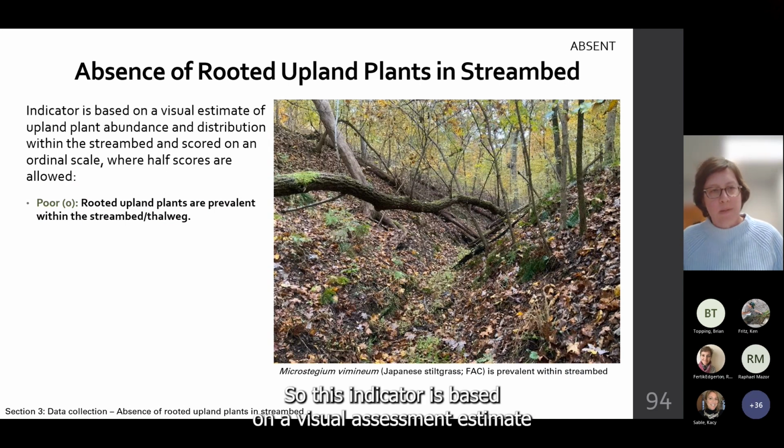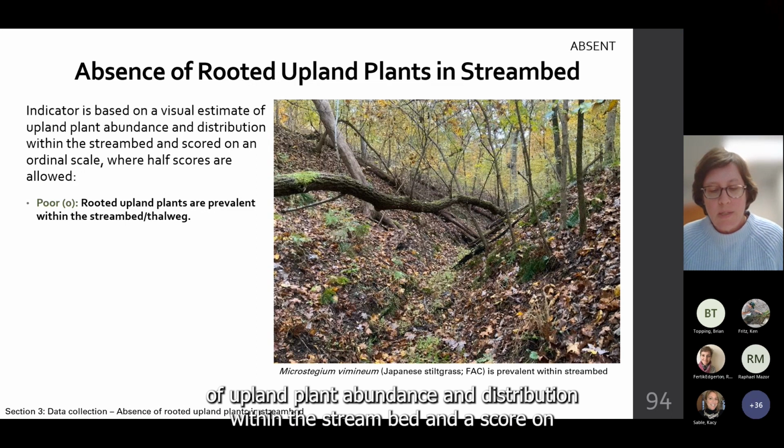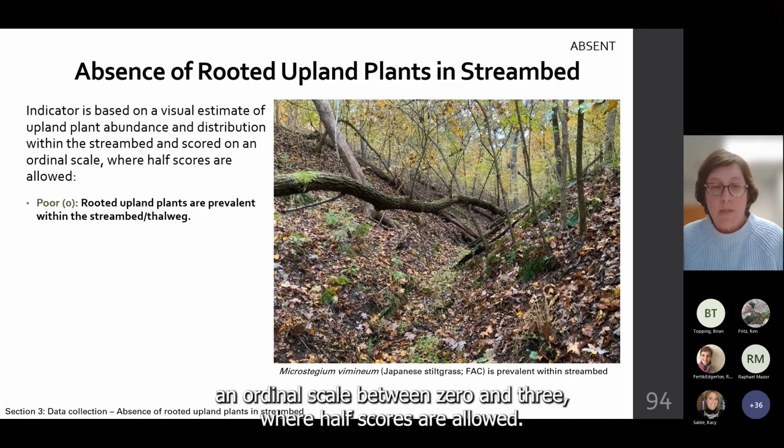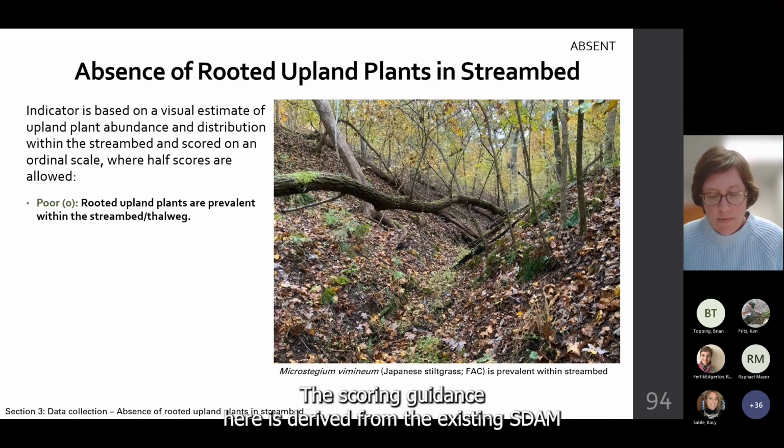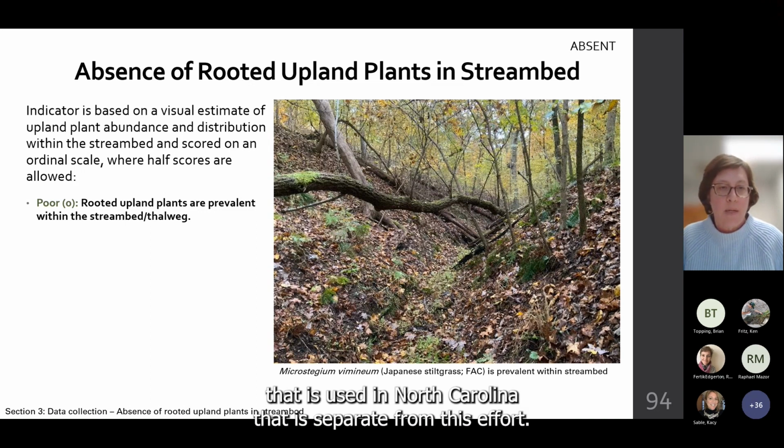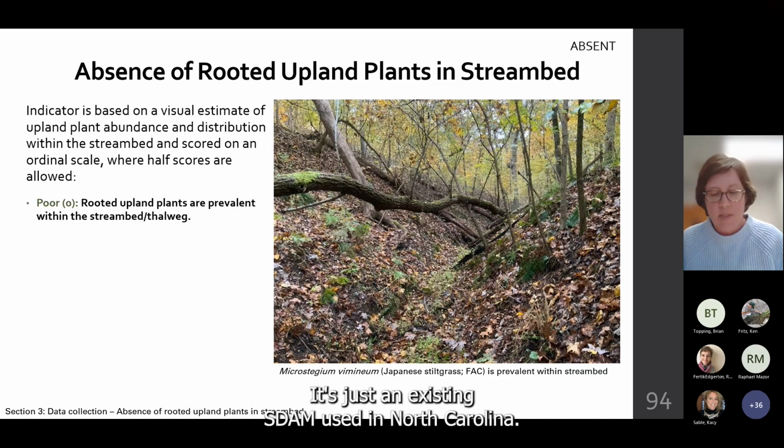So this indicator is based on a visual estimate of upland plant abundance and distribution within the stream bed, and is scored on an ordinal scale between 0 and 3, where half scores are allowed. The scoring guidance here is derived from the existing SDAM that is used in North Carolina. That is separate from this effort. It's just an existing SDAM used in North Carolina.